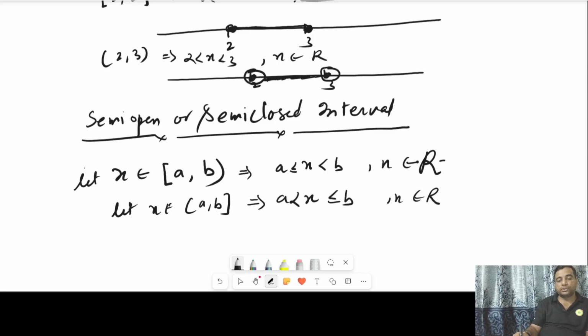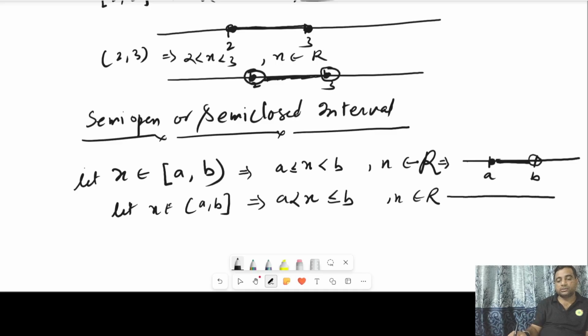If you want to represent this on the real line, let this be A and this be B. x greater than or equal to A means A must be included, and B must be excluded, and all the numbers on the line between A and B.